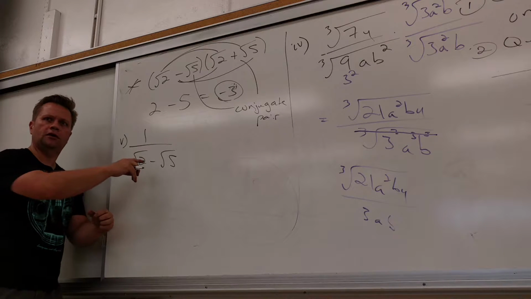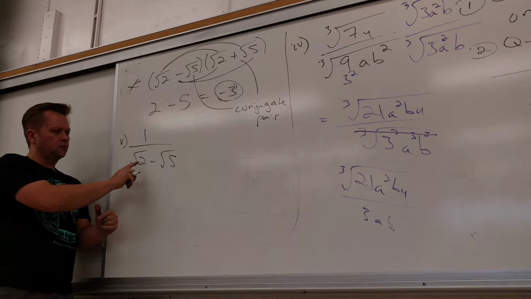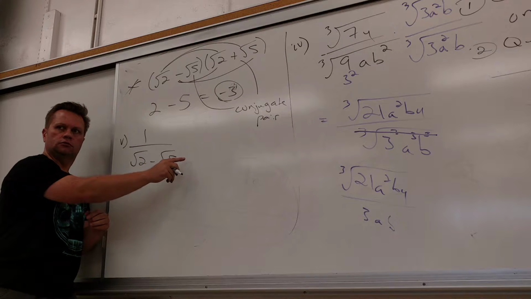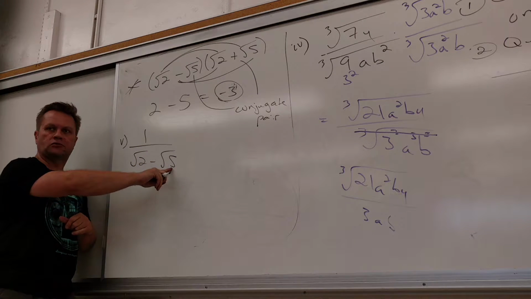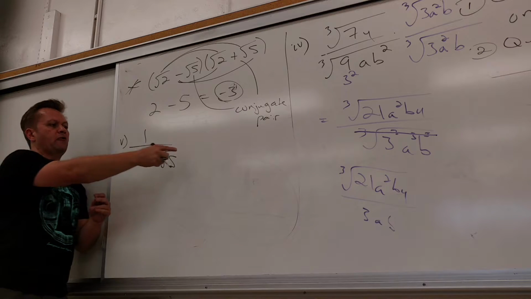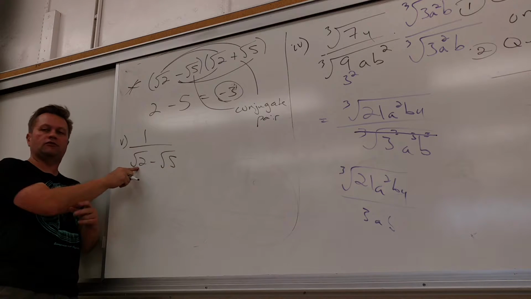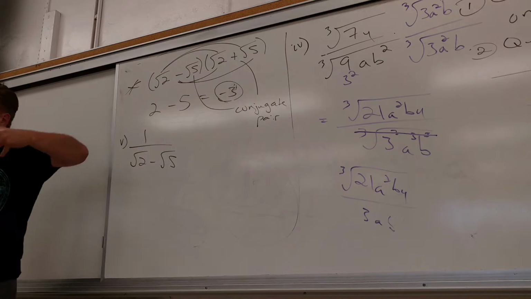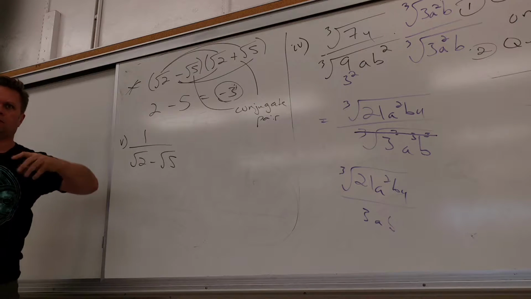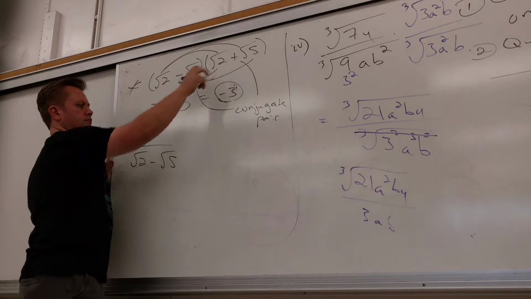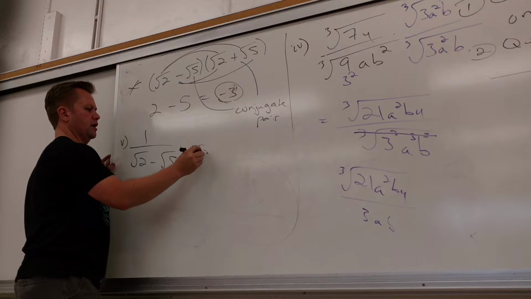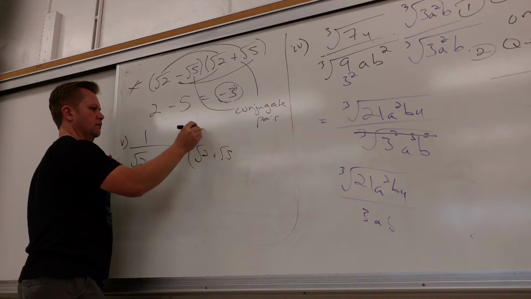Anyway, the idea is, if I only multiply by rad 2, that will become 2, but that becomes rad 10. It's still got a radical. If I multiply by rad 5, that's 5, but that's rad 10. So I've got to multiply by both of them somehow. And that's how I do it. So I multiply by rad 2 plus rad 5.